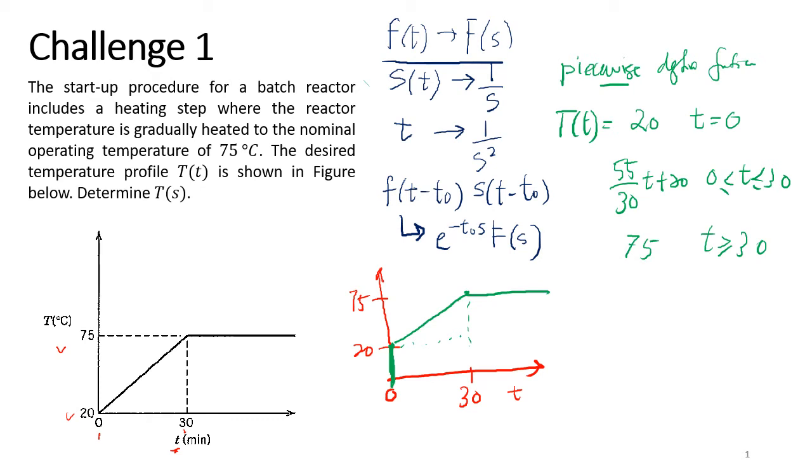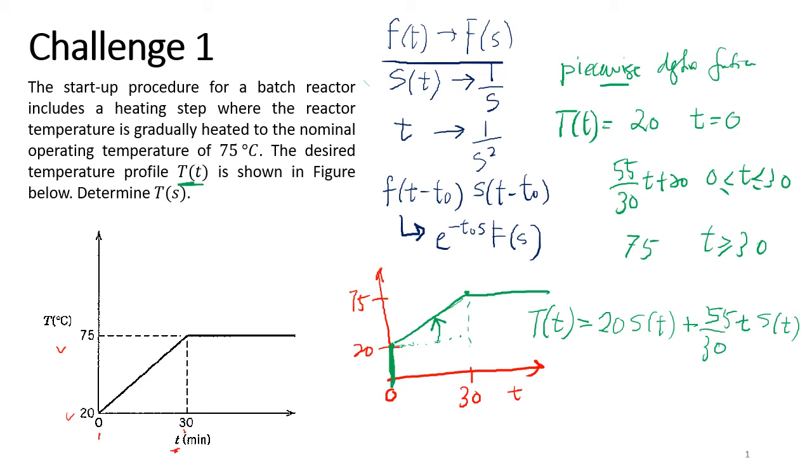If I want to write T(t) in the time domain, we look at the first part first, which is 20. This is considered a unit step, so I write it as 20 u(t). For the second part, the line with a slope, the signal turns upwards, so it is positive. The slope is 55 over 30, which is a ramp function, starting from 0: 55 over 30 times t u(t).